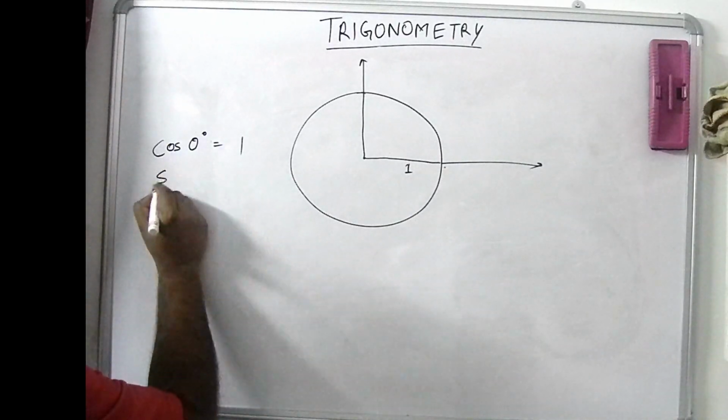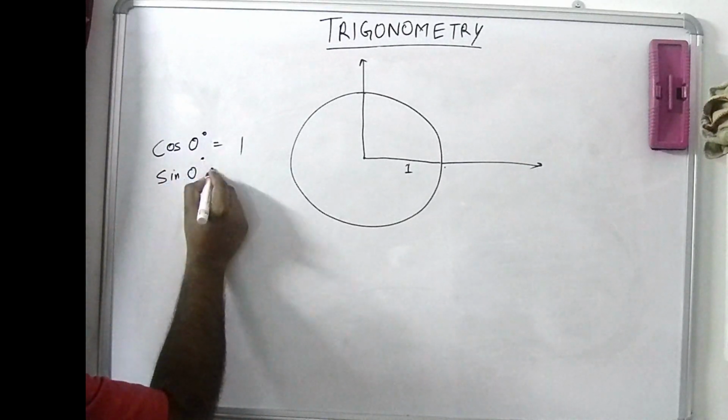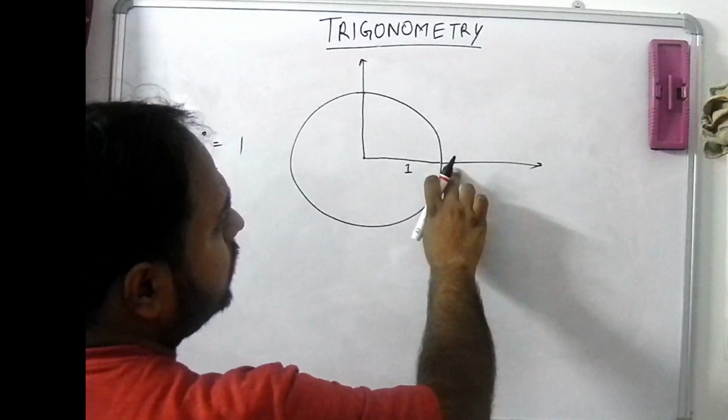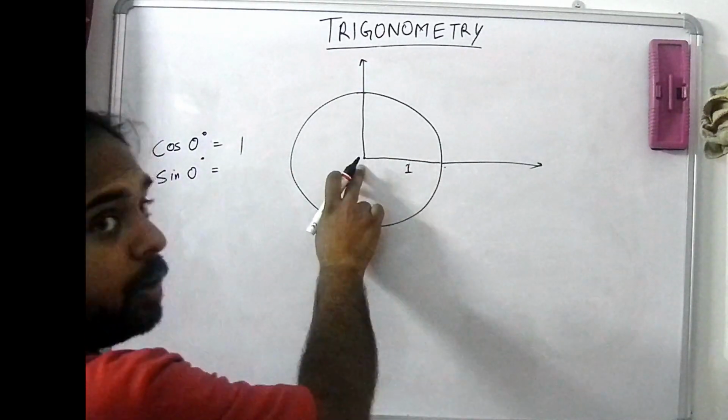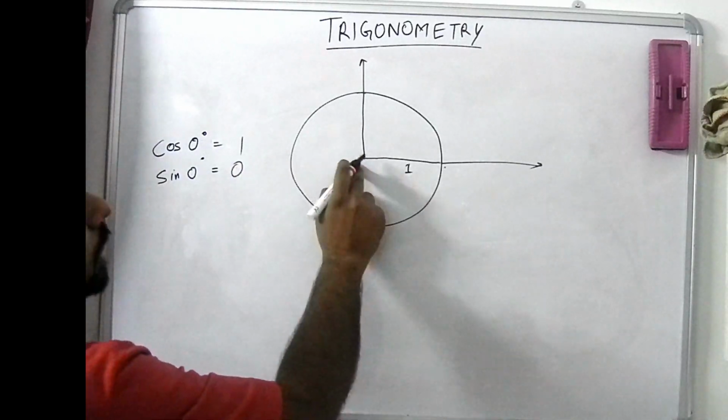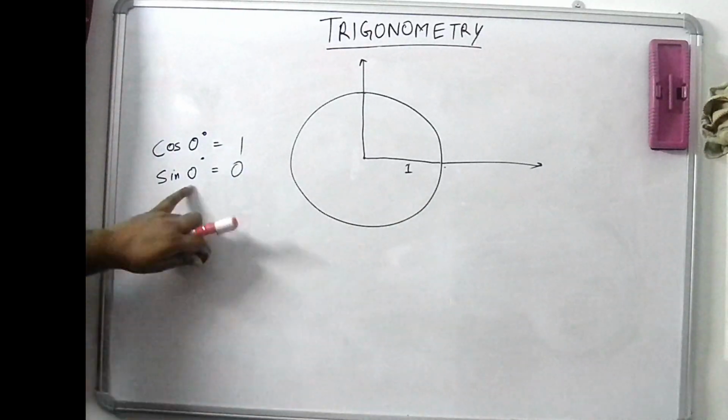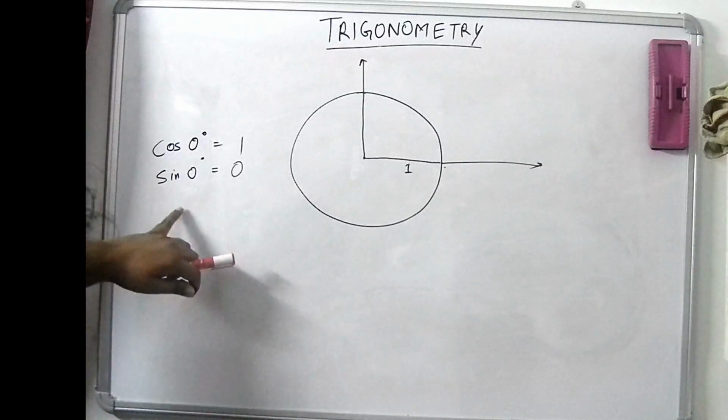Now likewise, can I find sin 0? Of course, it's direct. Since the x coordinate is 1, I know this square plus this square is 1, so this has to be 0. But more than that, I can see the y coordinate. The y coordinate here is 0 because it has not started moving up. So sin 0 is 0, and cos 0 is 1.